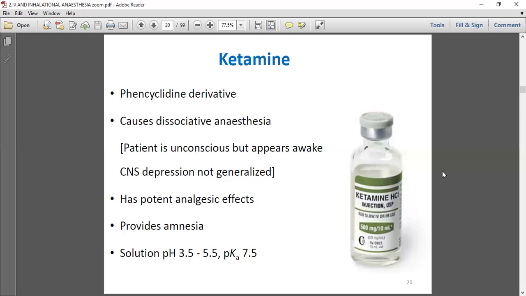So the solution has a pH of 3.5 to 5.5 and a pKa of 7.5. I think we all know what the implication of that is. They explained.